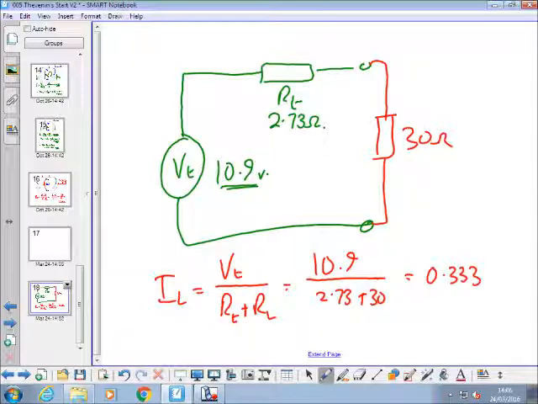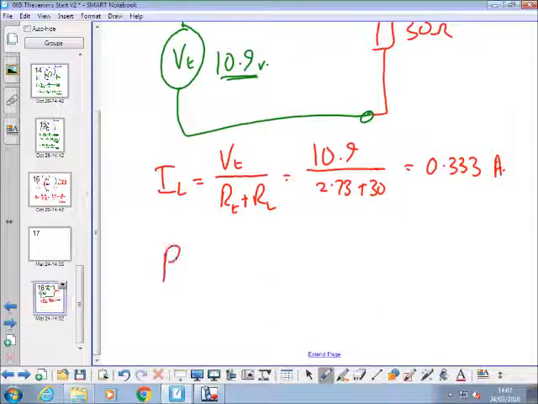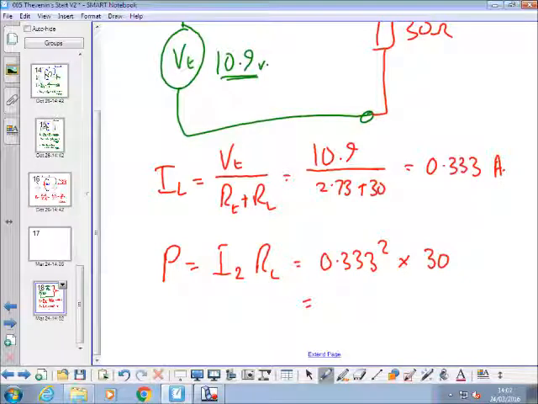So where did the 30 ohms come from? That's the load resistor we took out in the first place, Tony. Yeah, that's alright, so long ago I forgot. 0.33 amps, and P is I squared RL. 0.33 watts.